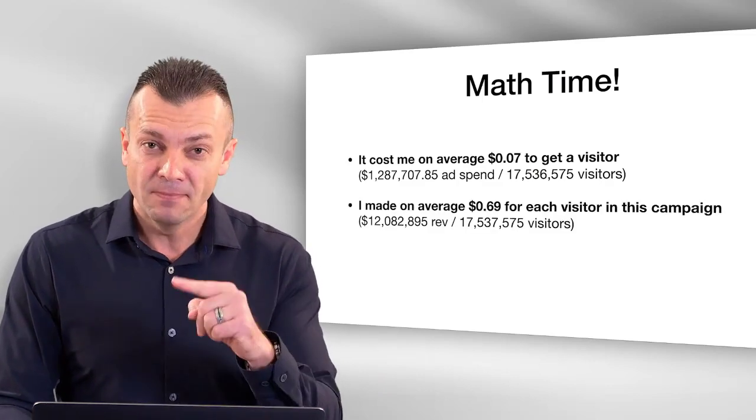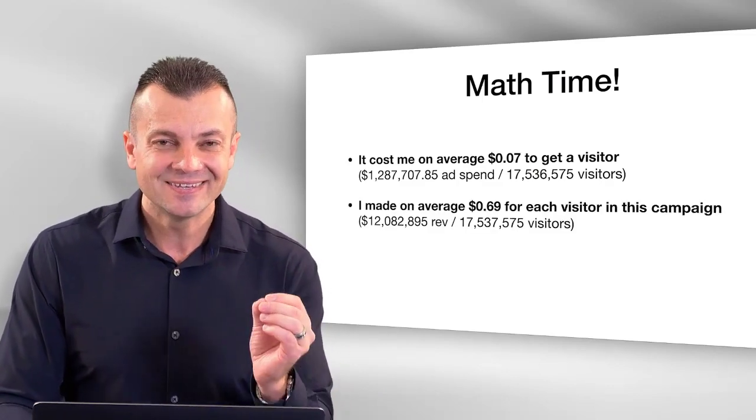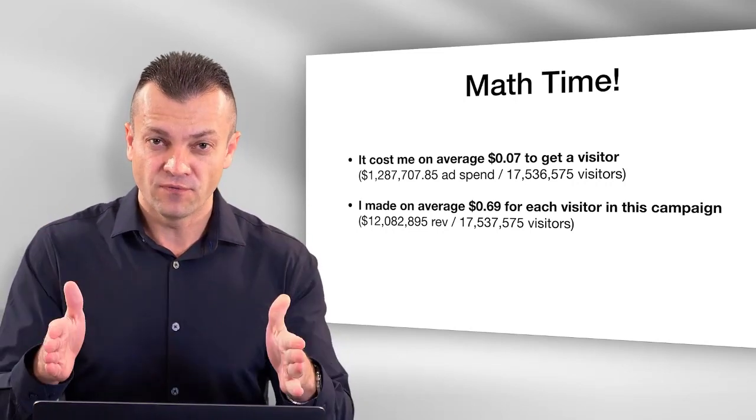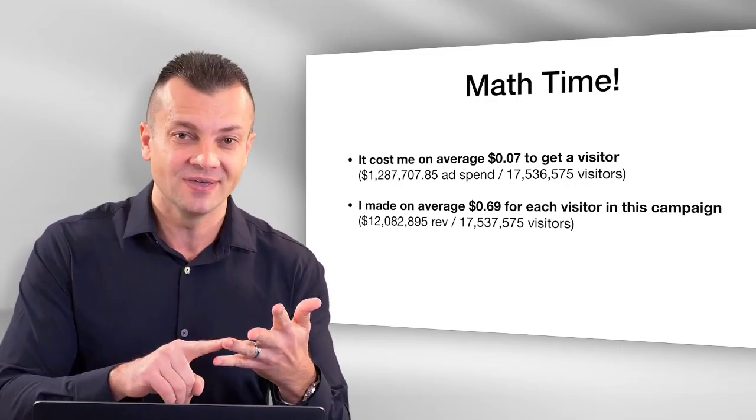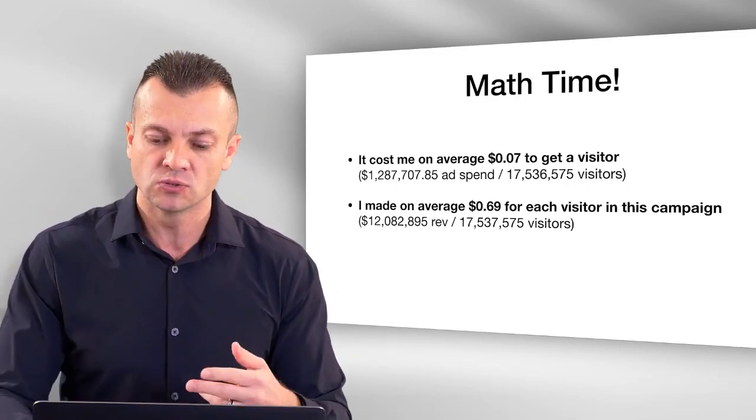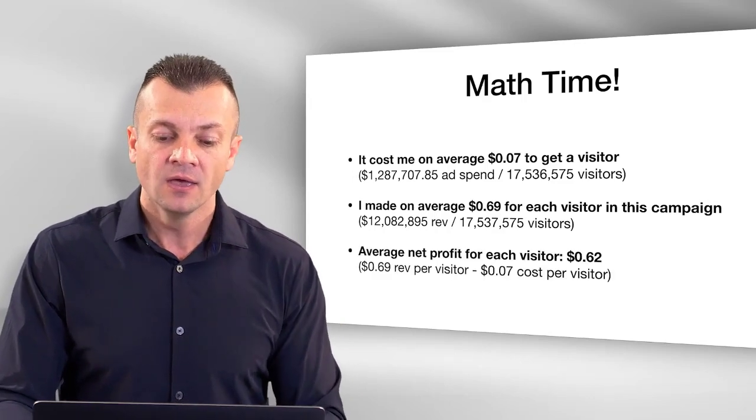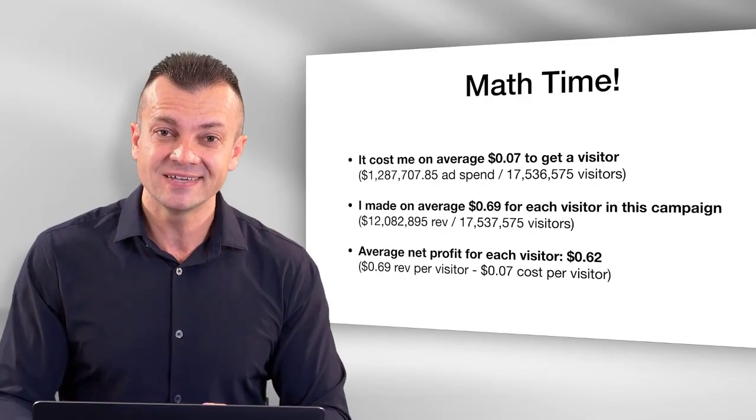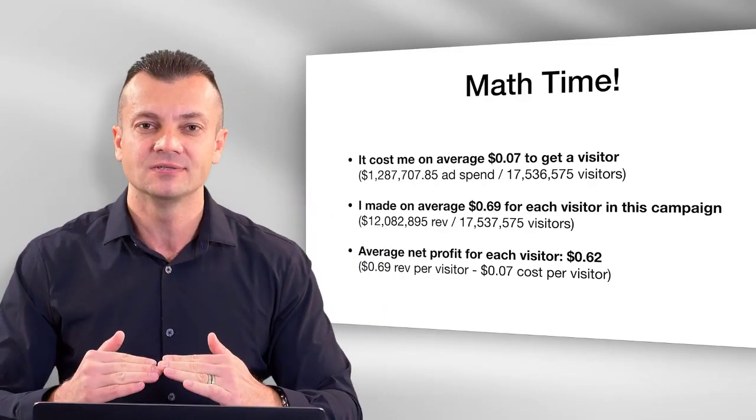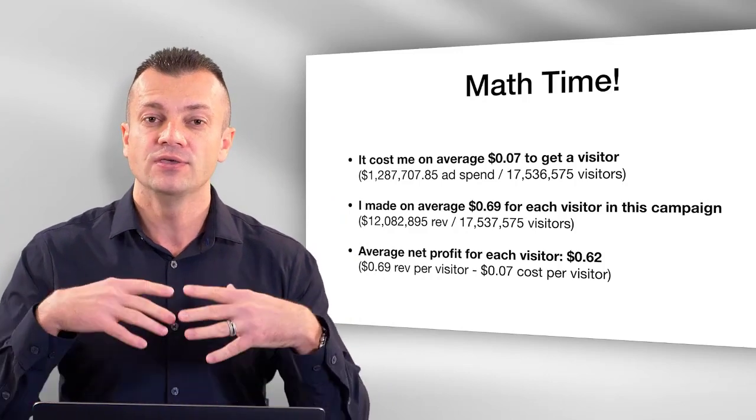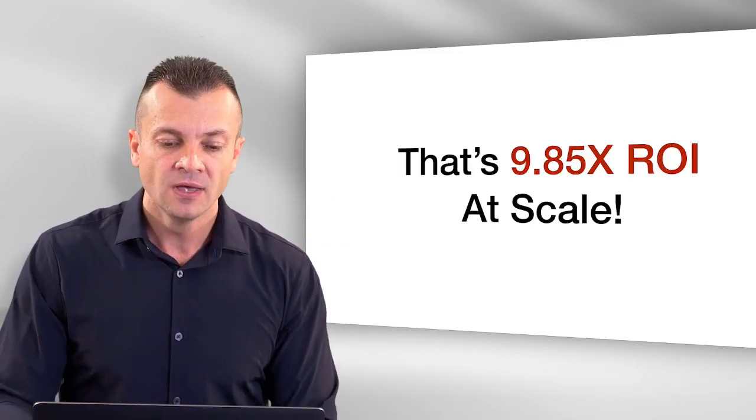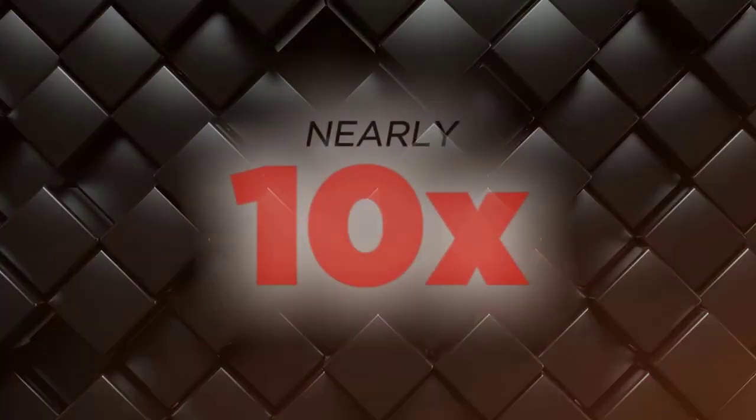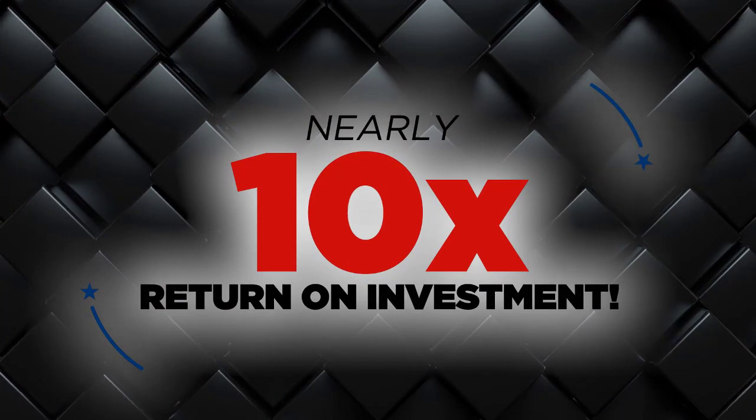Now, I made on average for each one of those visitors 69 cents. So I paid 7 cents and I made 69 cents for every visitor, regardless of whether they opted in, regardless of whether they engaged with me or not. Every single visitor was worth 69 cents to me. So my average profit after expenses for each visitor was 62 cents. Now, this is a super scaled down version of that particular campaign so that everybody can wrap their head around this. So at the end of the day, it generated almost 10 times return on my investment for this campaign.